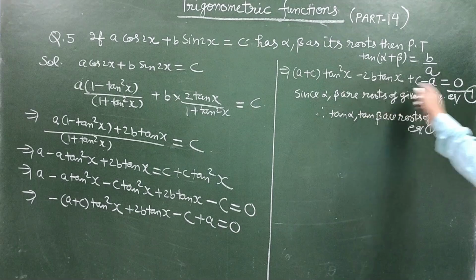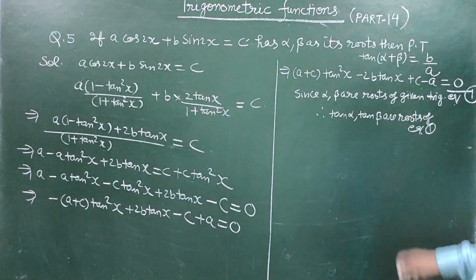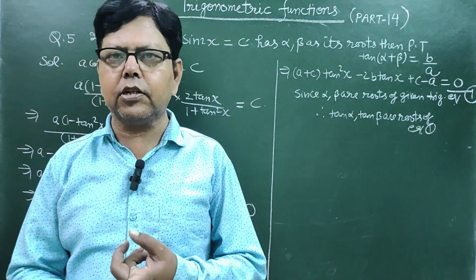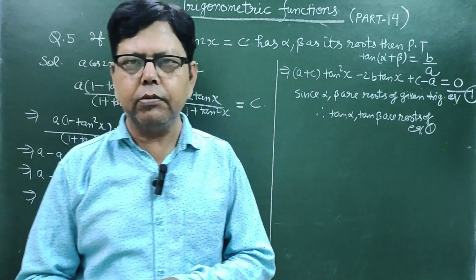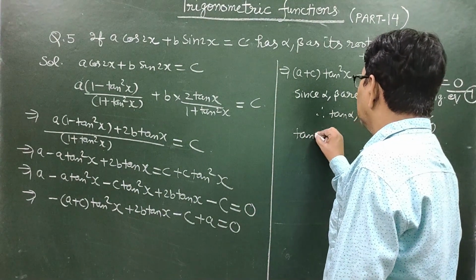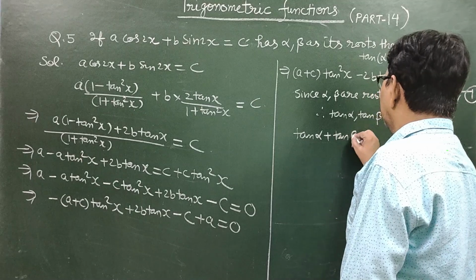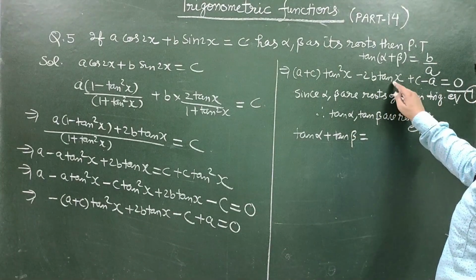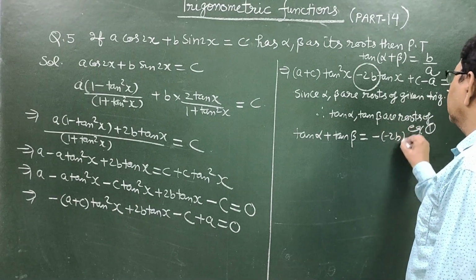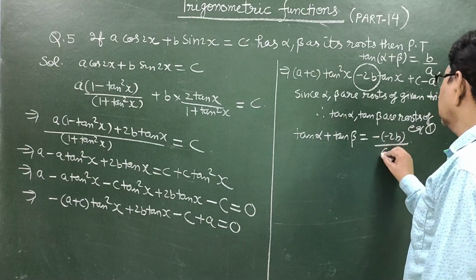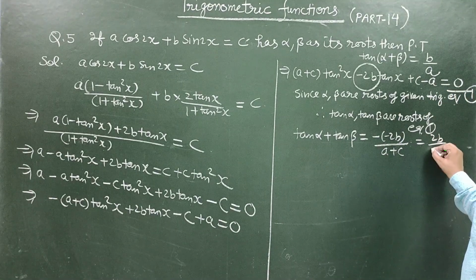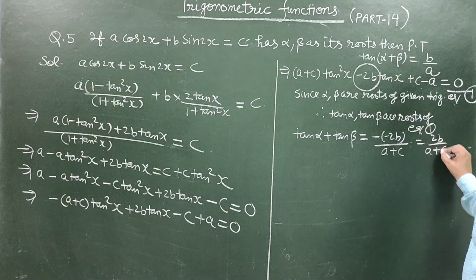Now this is a quadratic equation. From here we can find the value of, because we need the value of tan alpha plus beta. So for that we need the value of tan alpha plus tan beta and tan alpha into tan beta. So from here, sum of the roots tan alpha plus tan beta is equal to minus coefficient of tan x, minus 2b, that is minus of minus 2b upon a plus c. So the value of tan alpha plus tan beta is equal to 2b upon a plus c.